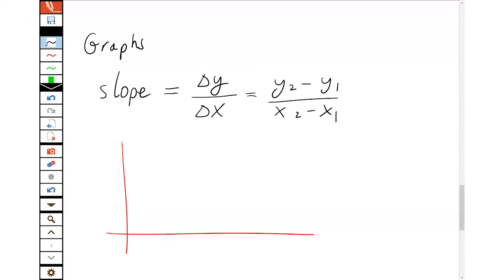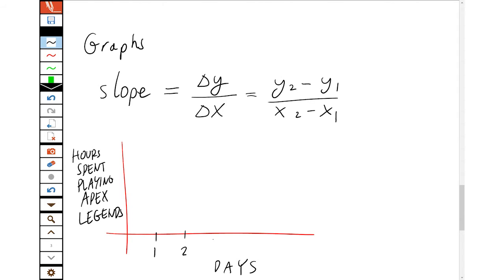Let's say I have a graph which is the hours spent playing Apex Legends, which I like to do from time to time. And so on the x-axis is then days. So 1 day, 2 days, 3 days, 4 days. And the hours spent, I get to 10, but it's just 0, 0, 0, and then 10 hours.